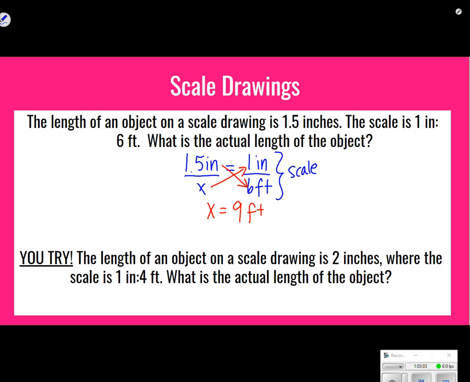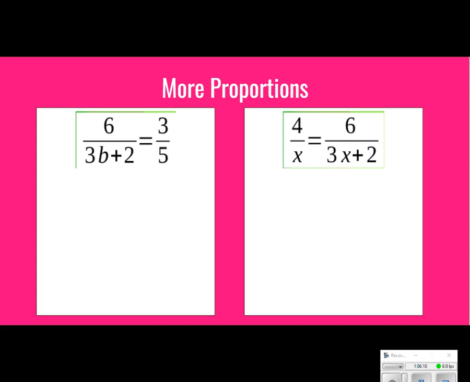All right, so we have 2 inches, but we don't know the feet. We do know we have 1 inch to 4 feet. So that's going to be x equals 2 times 4 is 8. 8 feet. All right, these are equations that you're solving for a variable.